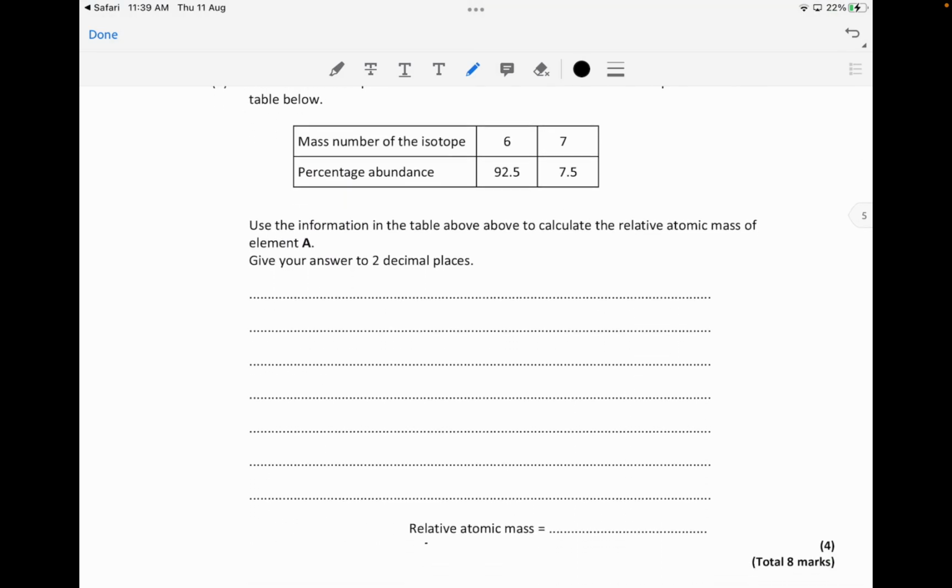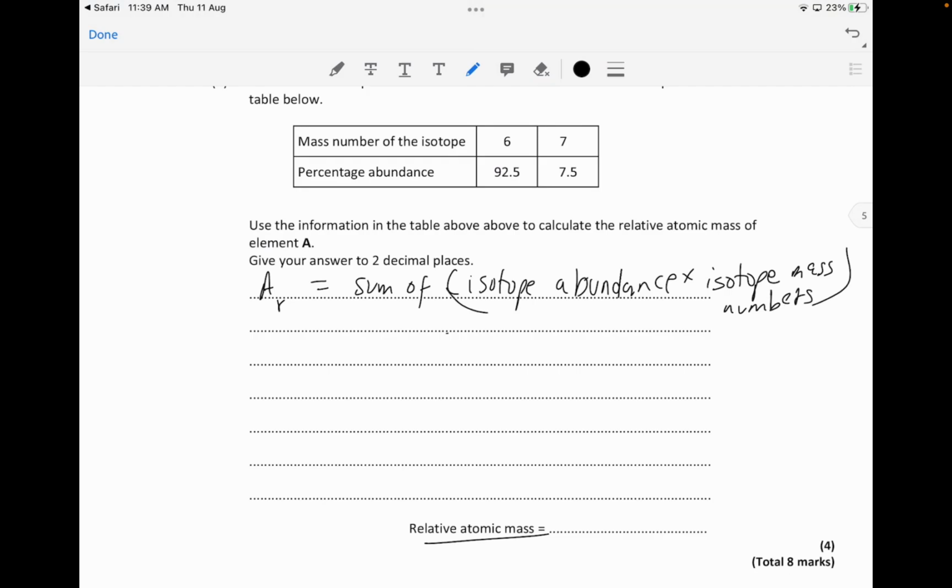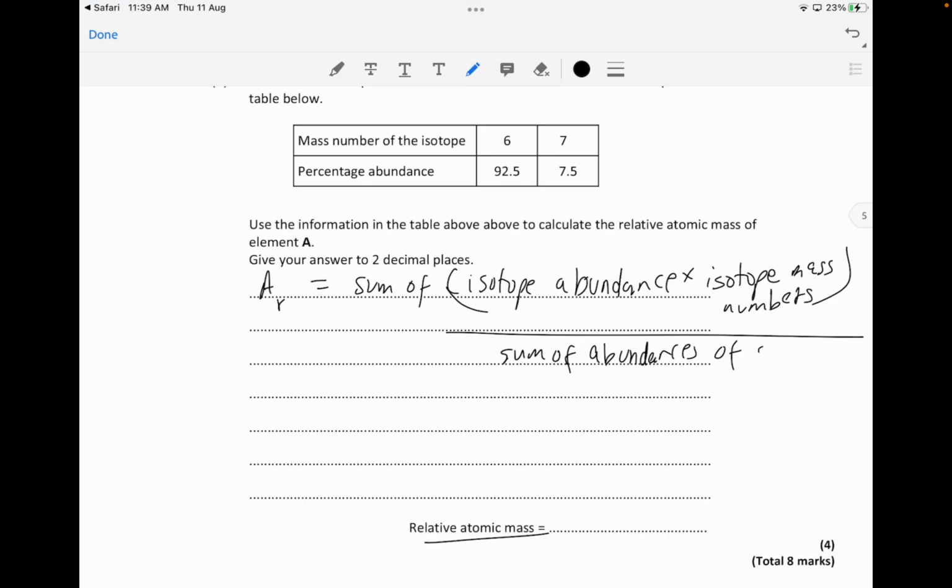Calculate the relative atomic mass. Now there's a nice little formula where Ar represents relative atomic mass, which is equivalent to the sum of, in brackets, isotope abundance times the isotope mass numbers. This is all going to be put in brackets. It's all going to be divided by the sum of abundances. You have to use this formula when dealing with isotopes. Sum of abundances of all the isotopes.